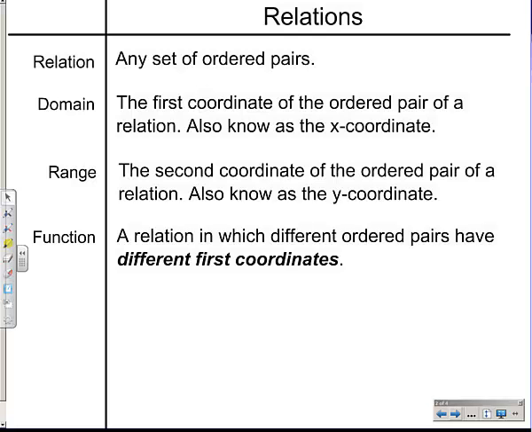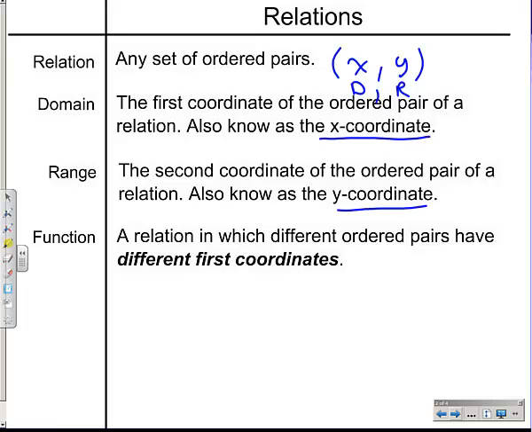A couple of definitions. A relation is any set of ordered pairs, so any set of x and y. Domain is the first coordinate of the ordered pair. We also call it the x-coordinate. And the range is the second coordinate, called the y-coordinate. So x and y are really domain and range. You notice that alphabetically x comes before y, the same thing, domain comes before range.